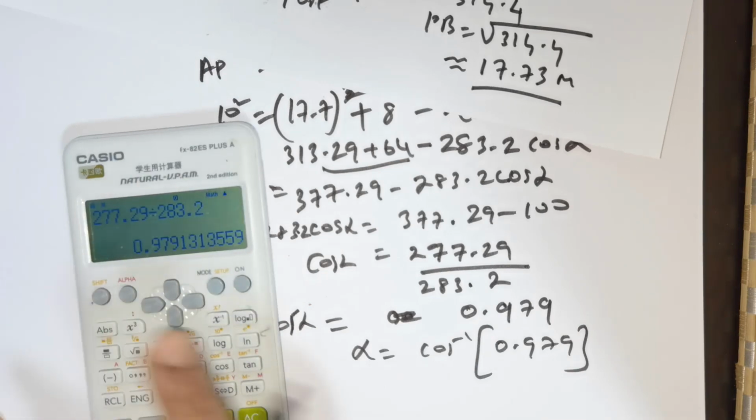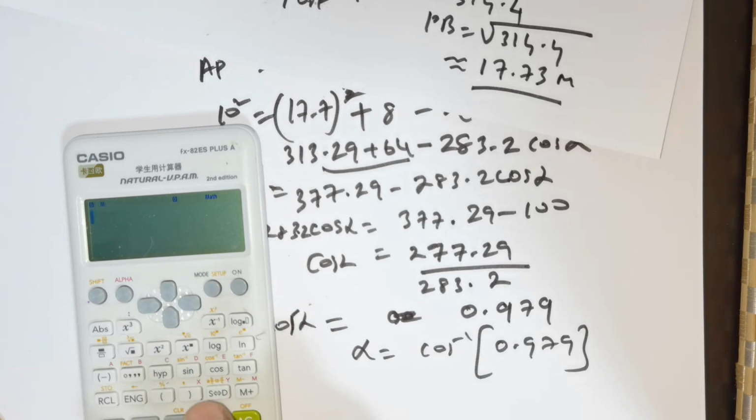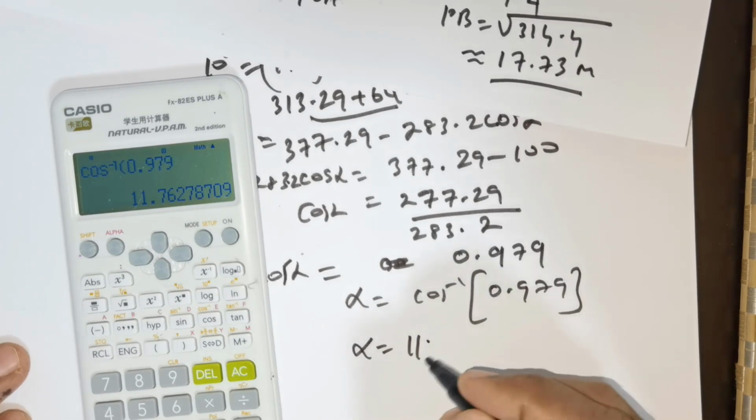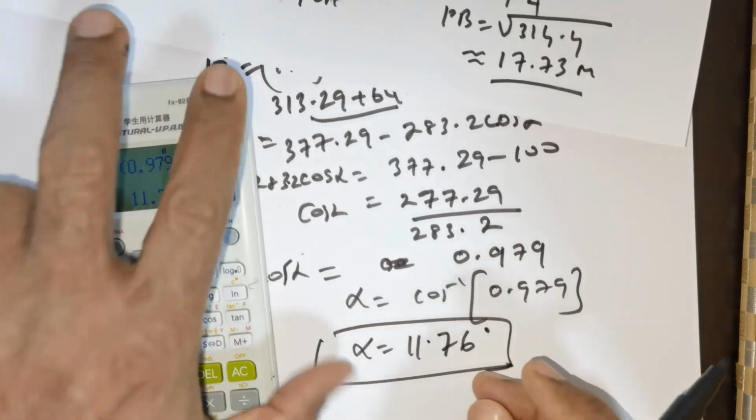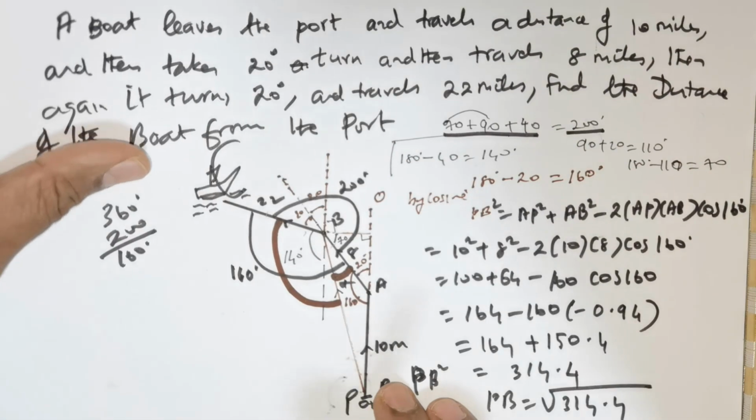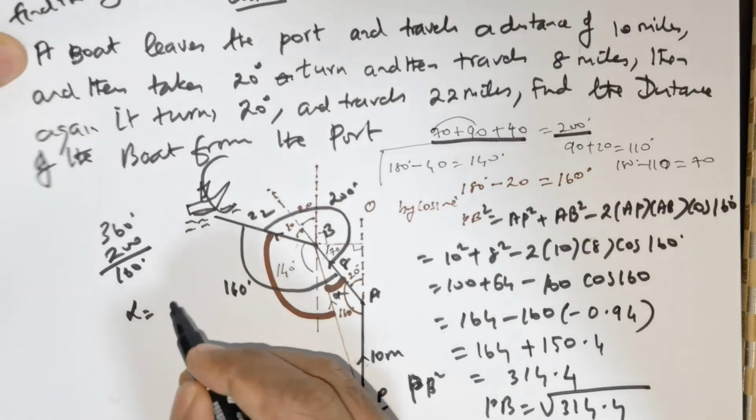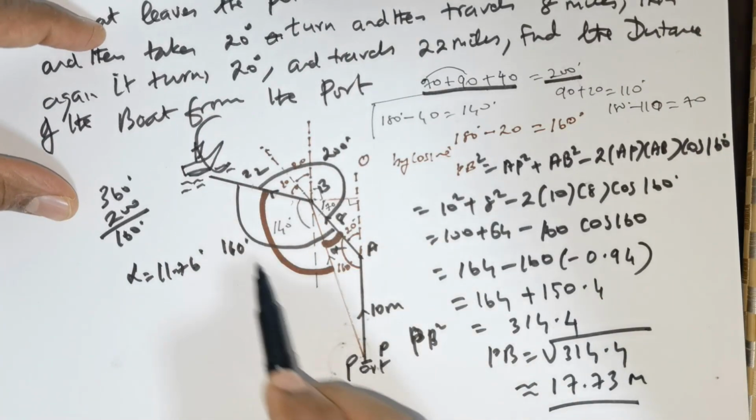So I will press the shift. This is cos inverse. Cos inverse of 0.979. So that is giving me alpha to be, I would say, 11.76 degrees. So this is the value of alpha. Okay, so this alpha is got. Alpha is equal to 11.76 degrees. As I mentioned to you, I need this entire angle.